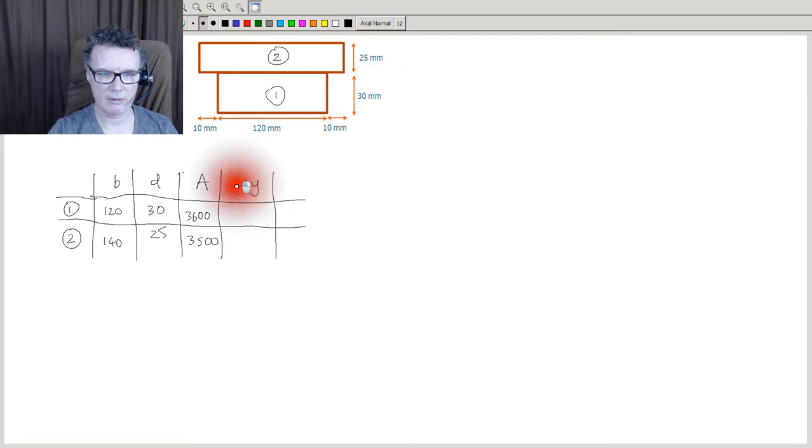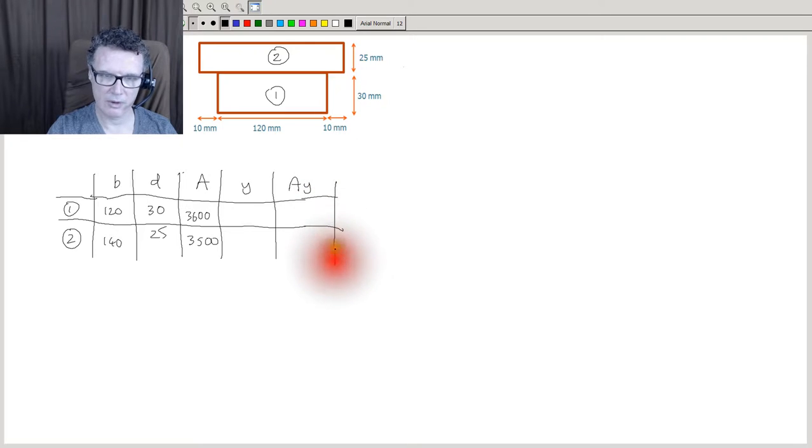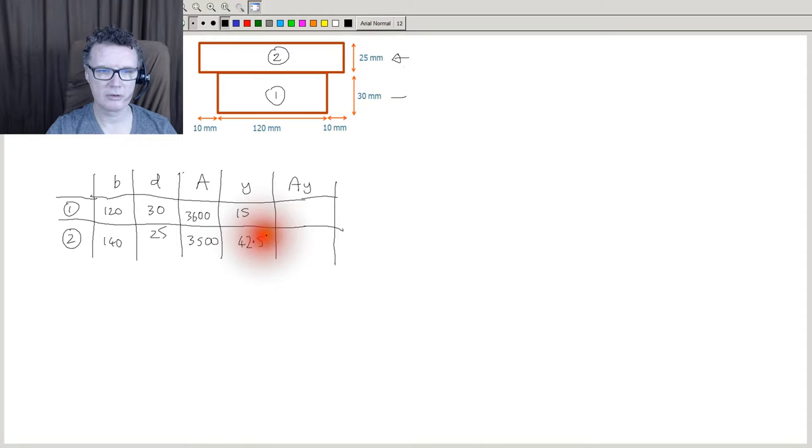Let's rub this out. Let's put it in the Y's. And then we have the AY's. Okay, so the Y's, the first one here, half of that will be 15. Half of this is 12.5 plus 30, I make that 42.5. Okay, let's work out the AY's.